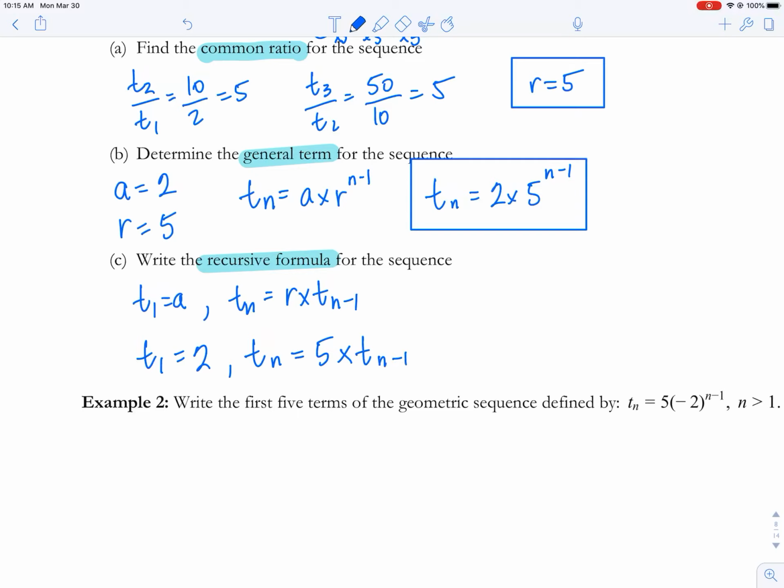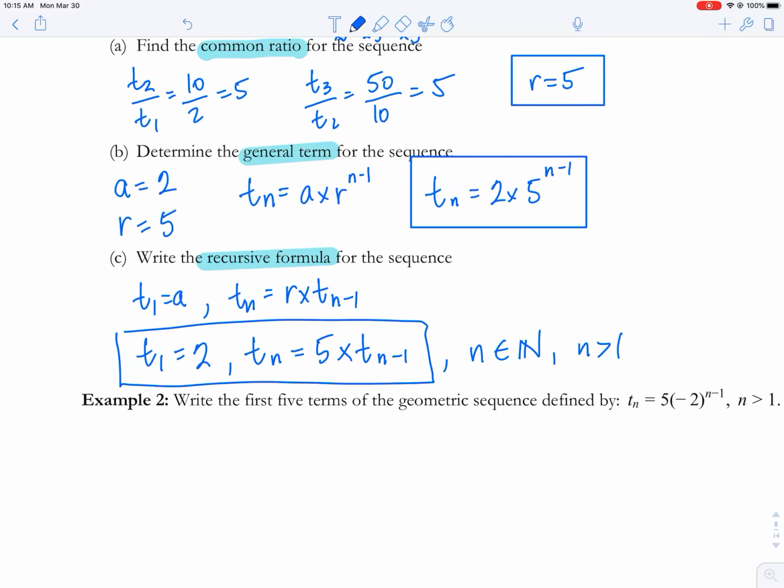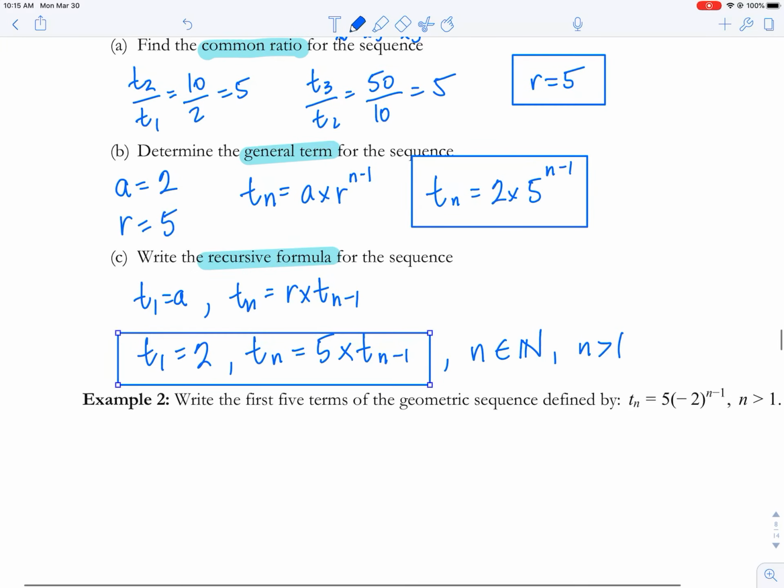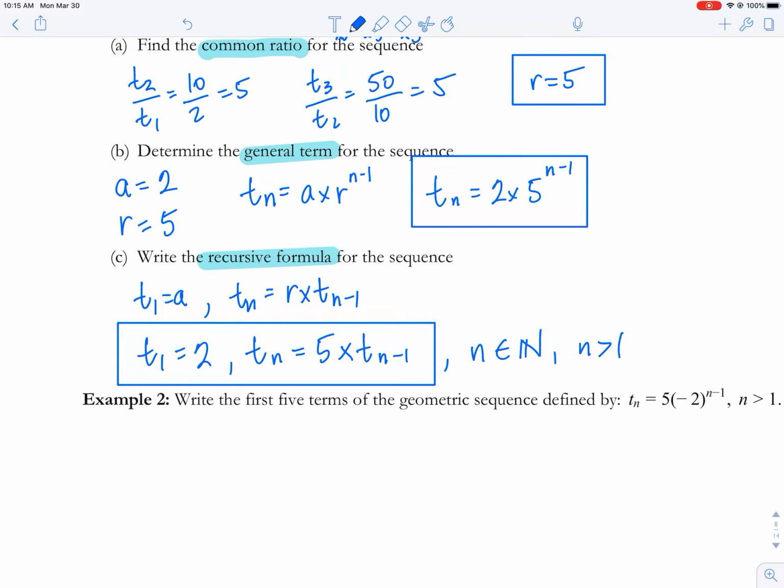We would say that, and then we could throw in the other stuff, that n has to be an element of the set of natural numbers, and n has to be greater than 1. But the main part of our recursive formula is what's in the box. That's our recursive formula. Question 1, done.